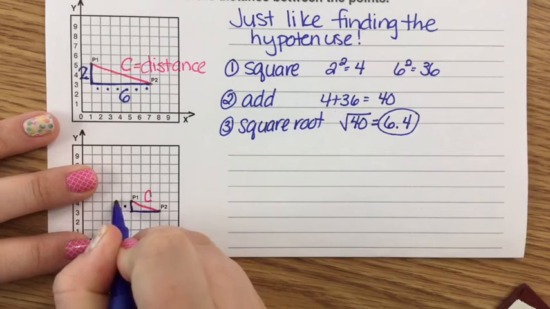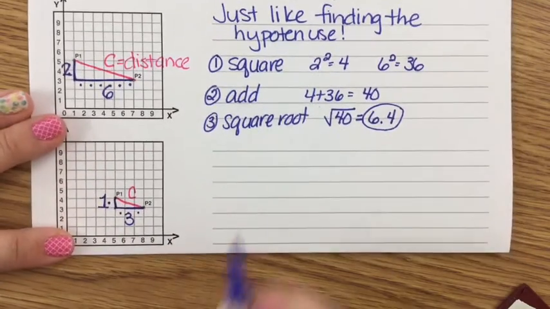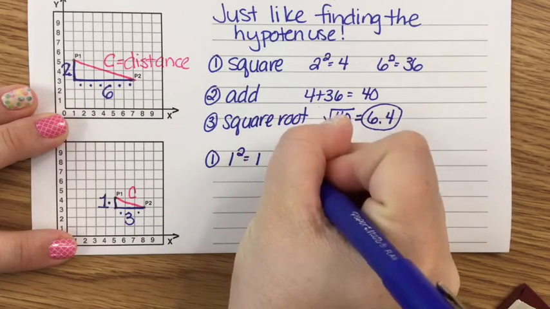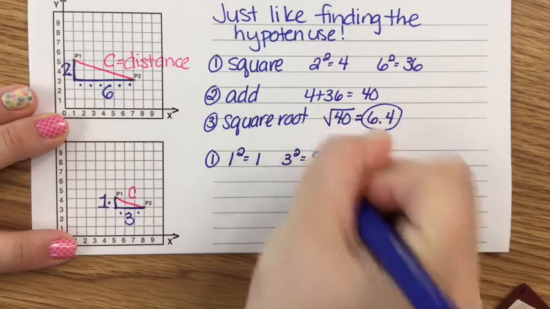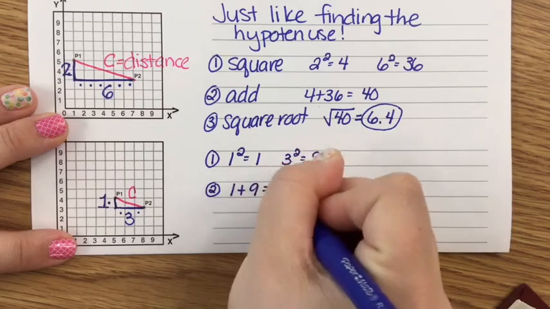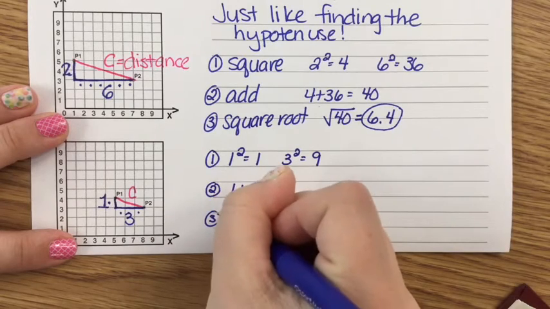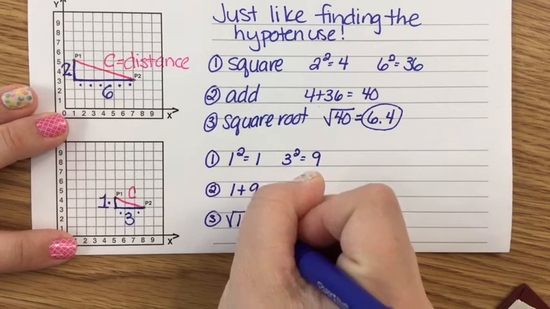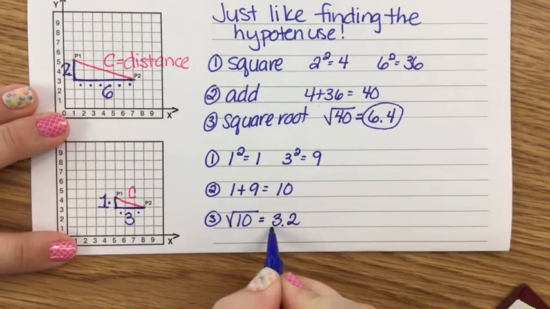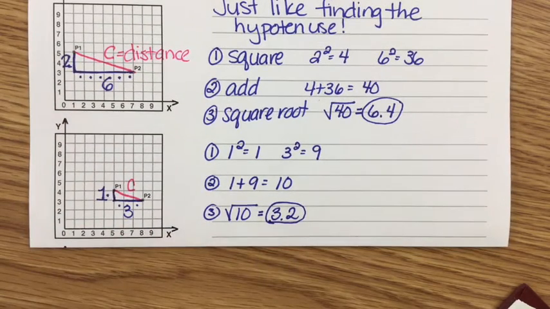We only have 1 on this side, and 1, 2, 3 on this side. Okay, so same thing. We're going to square. 1 squared is 1. 3 squared is 9. And then we're going to add. So 1 plus 9 is 10. And then take the square root. Square root of 10 is approximately 3.2. Okay, again, I did not have my calculator, so I'm approximating, but you should use your calculator and get the exact answer.